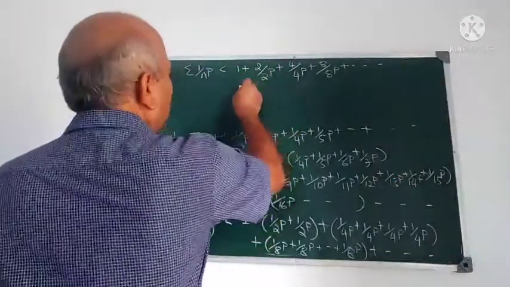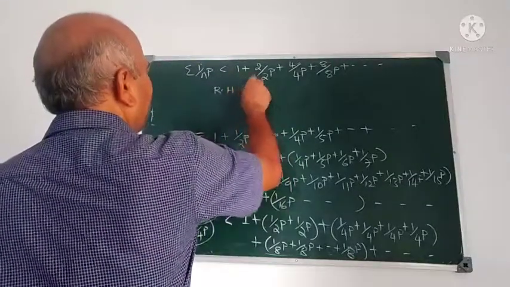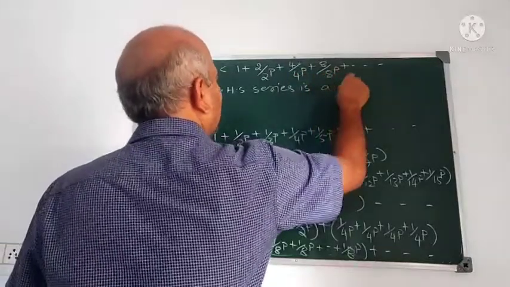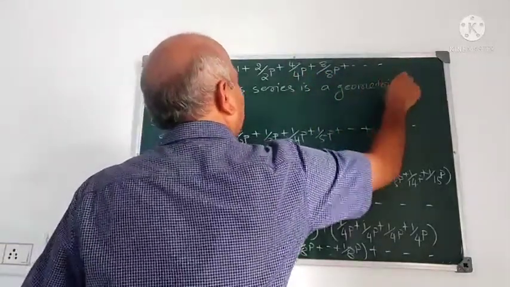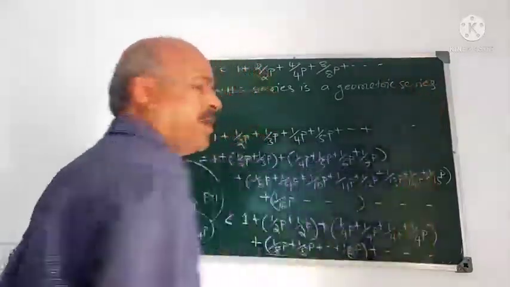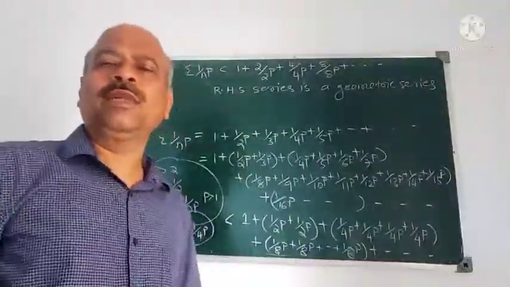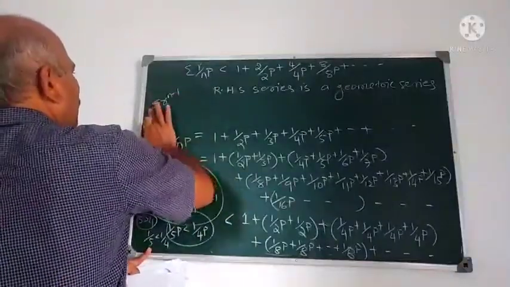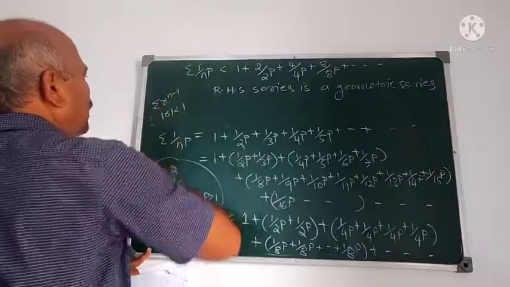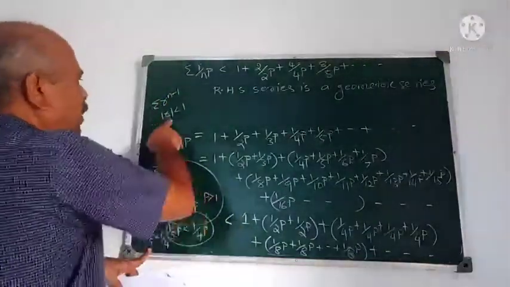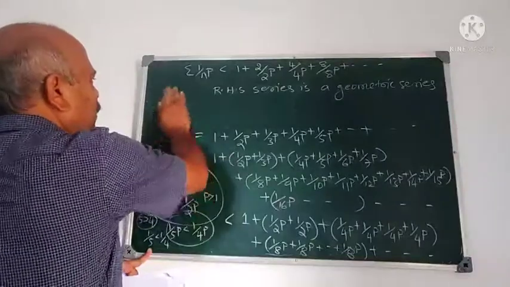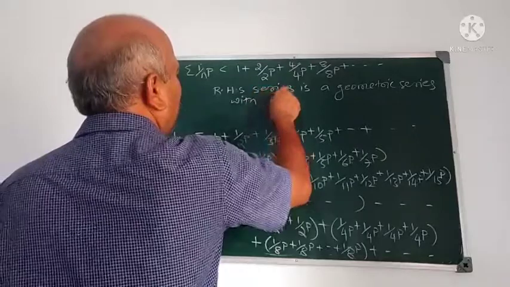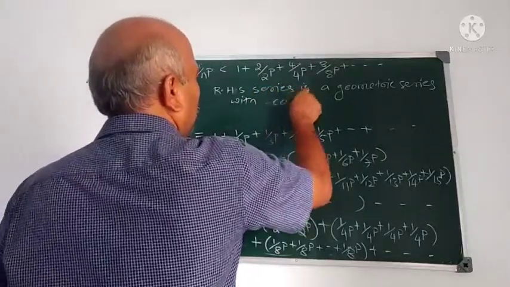Now, the right hand side series is a geometric series. See, in the beginning of the topic we have established the convergence of geometric series. Sigma r raised to n minus 1 converges if mod r is less than 1, that is, r is less than 1 and greater than minus 1. Now, the right hand side is a geometric series with common ratio r.